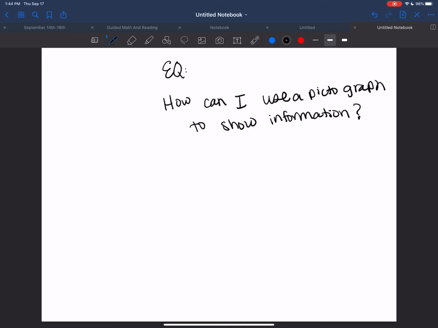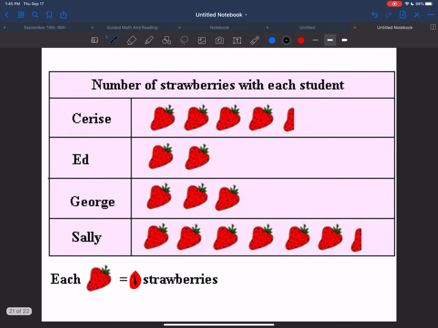So today's little mini lesson will be about pictographs and what a pictograph is and how we can read pictographs. So remember, a pictograph is a type of graph that we can use to represent or display our data, okay? And with pictographs, we use pictures to represent the data. So our EQ for today was how can I use a pictograph to show information?